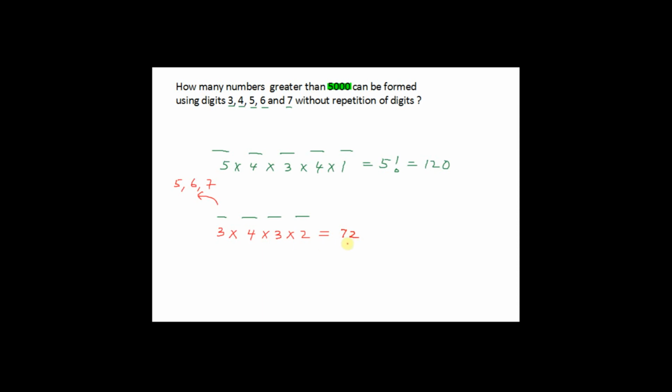So now you have to add these two together, that is 72 plus 120. This 120 here is the 5-digit numbers, which are definitely more than 5,000. 72 here is the 4-digit numbers that are more than 5,000. So your answer should be 192.